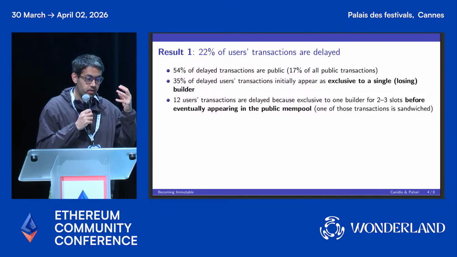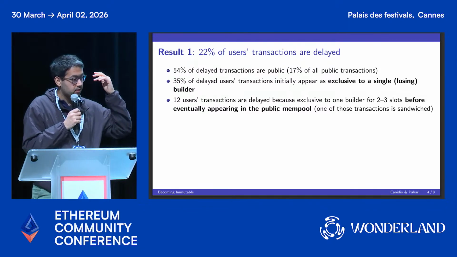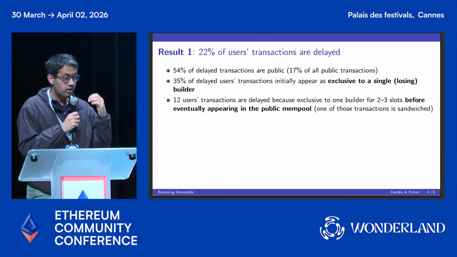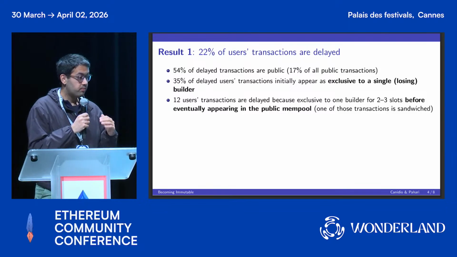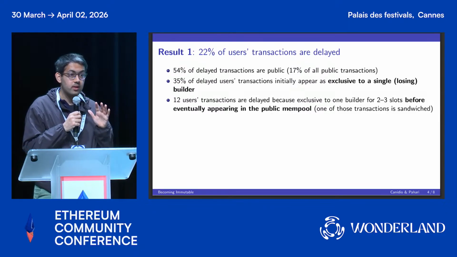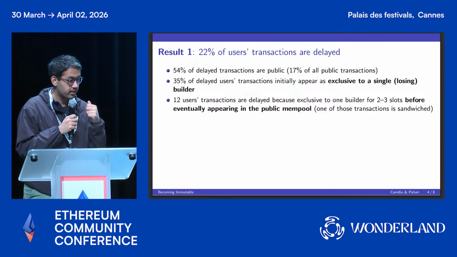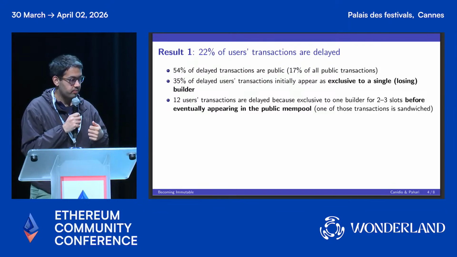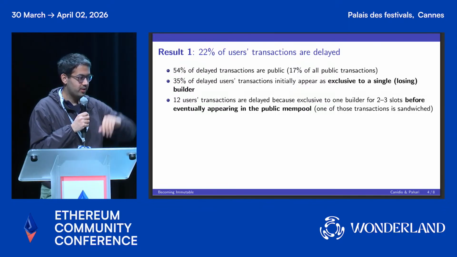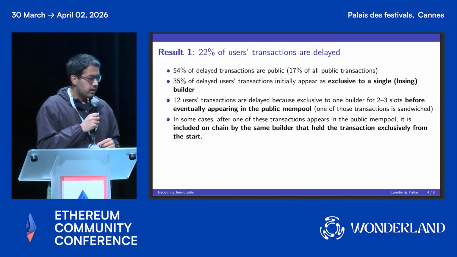The repercussion of this is quite stark, because we actually find 12 transactions that were delayed and were exclusive to a builder for 2 or 3 slots before they appeared in the public mempool. And for one of them at least, they were in fact sandwiched, meaning that they got terrible execution and were attacked because the private RPC just let the transaction go out in the public mempool.